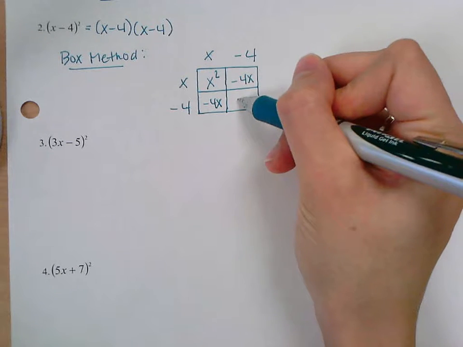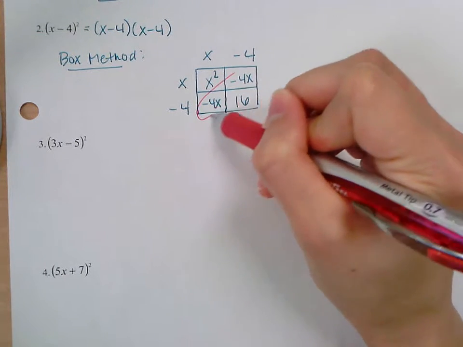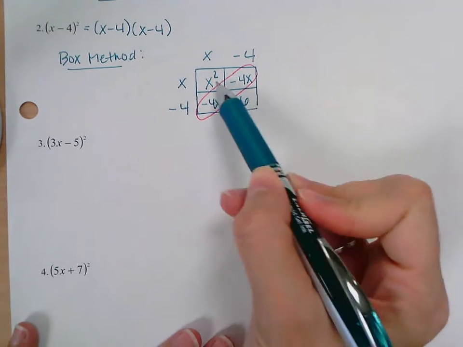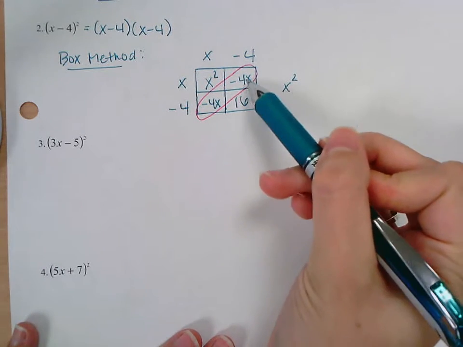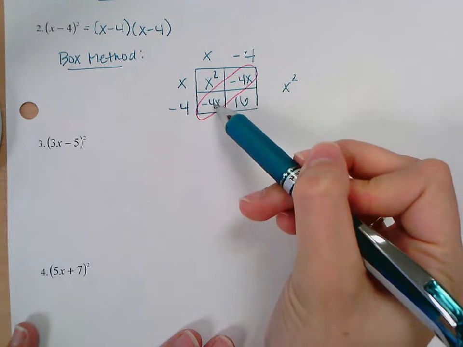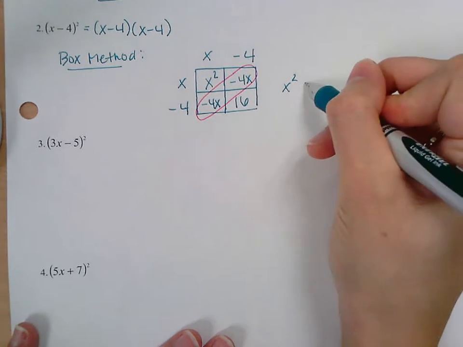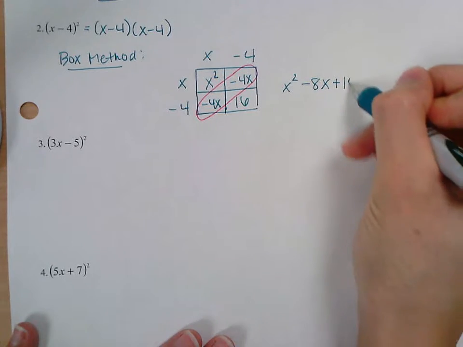Positive 16. Okay, and then remember with the box method, your like terms should end up on your diagonal. Those are the terms you can combine. So my final answer, I have x squared. I combine negative 4x and negative 4x. They don't cancel. Negative 4 and negative 4 is negative 8x. And then I have plus 16.